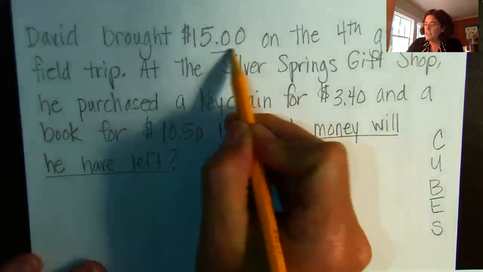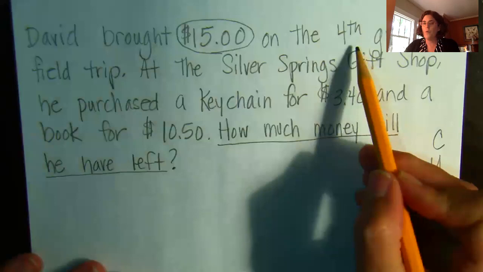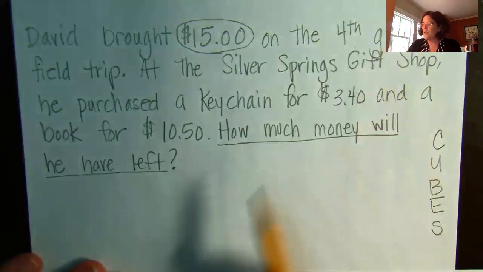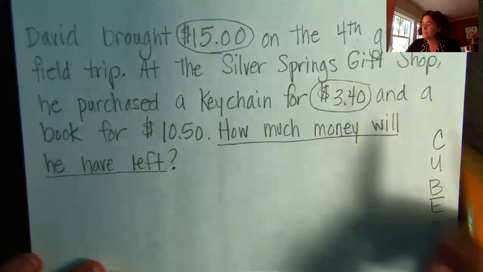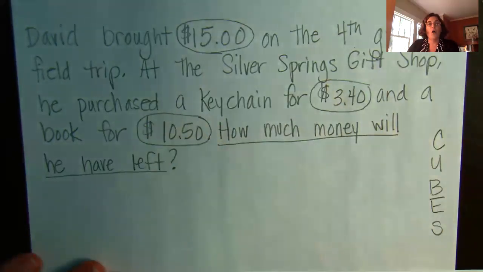Great. $15 is super important. That's how much money he started out with. That's what he brought with him. Should I circle this for 4th grade? No, I shouldn't. Really good job, guys. If you said no, you're right. All right, I see $3.40 and $10.50. Very good. All right, now let's take a look at some key words.